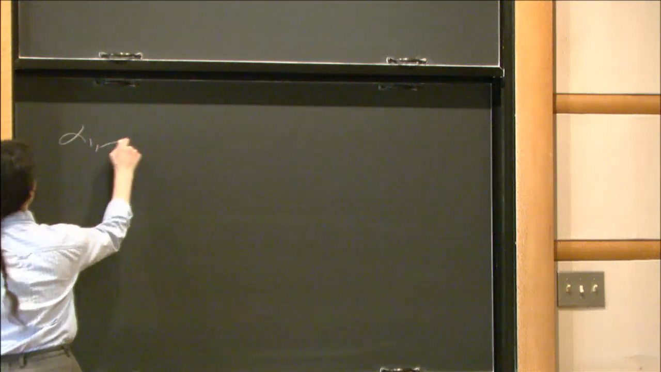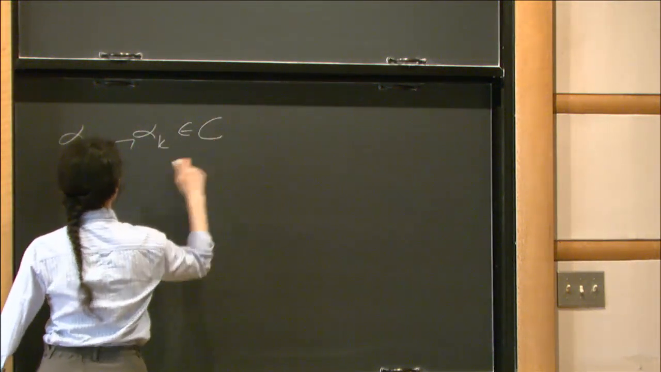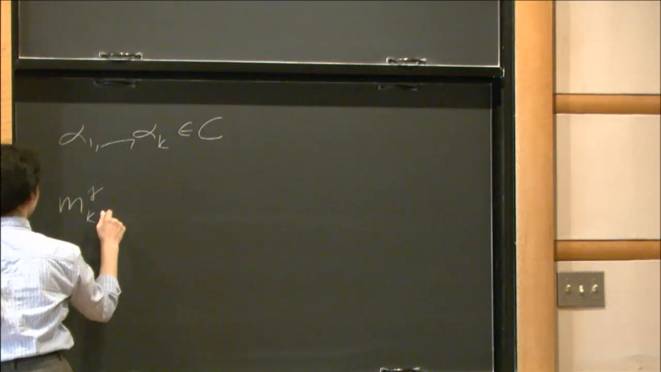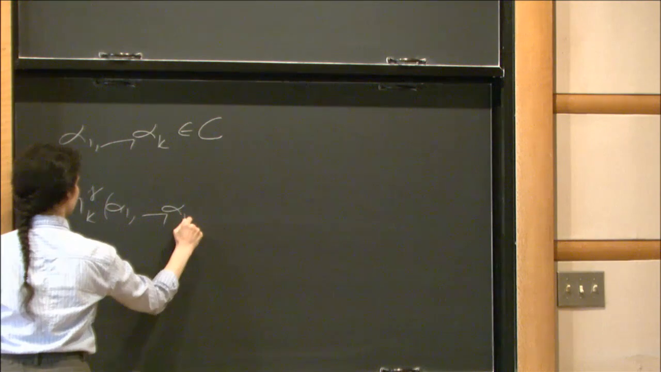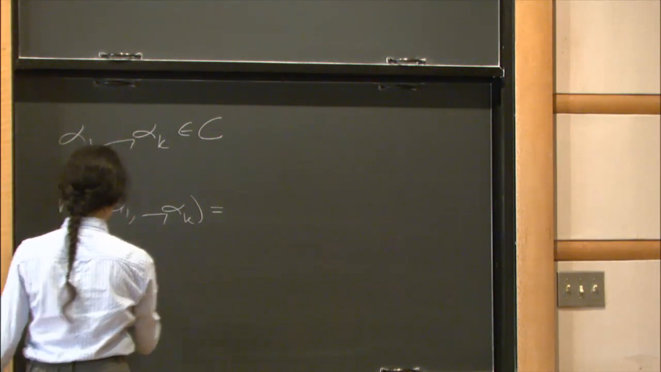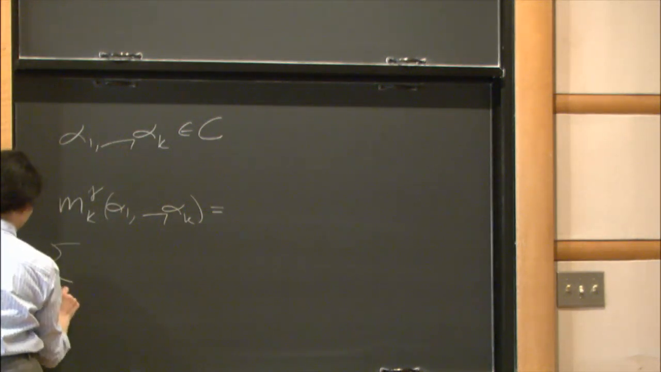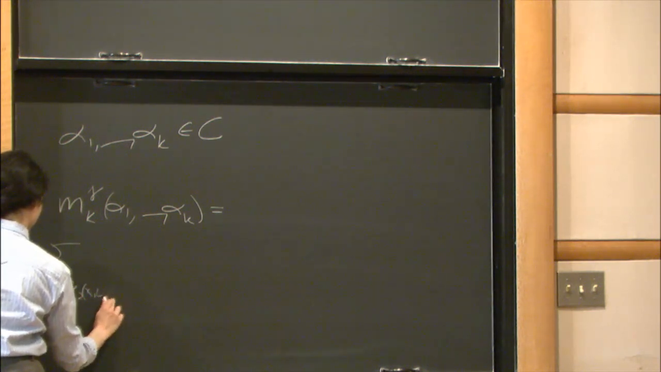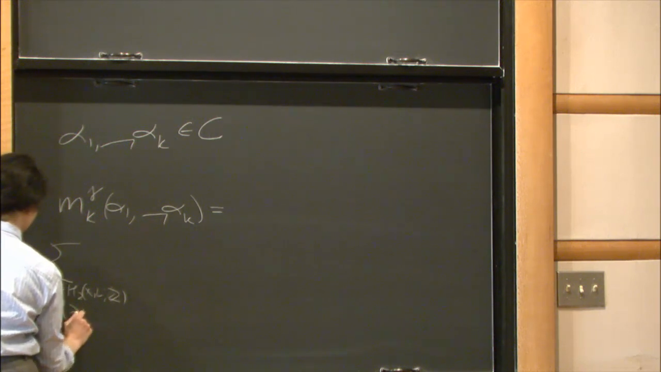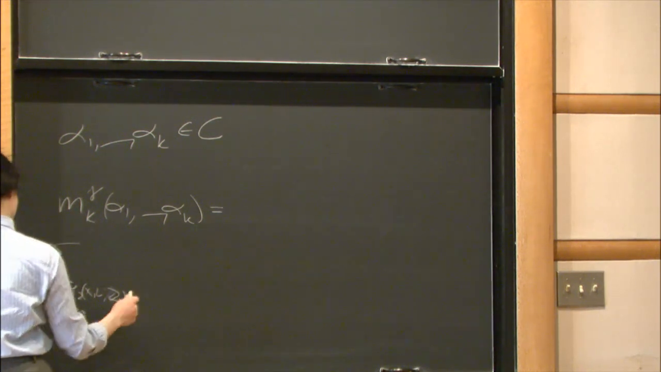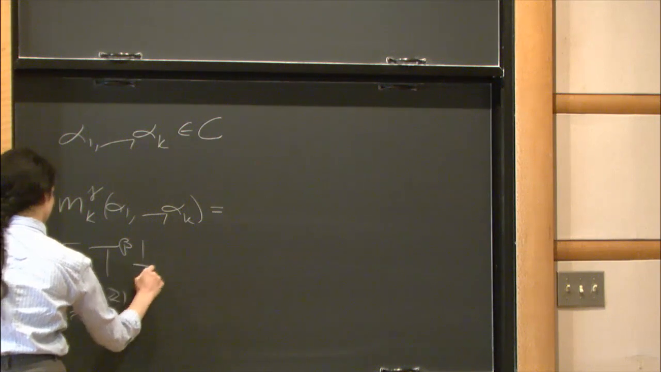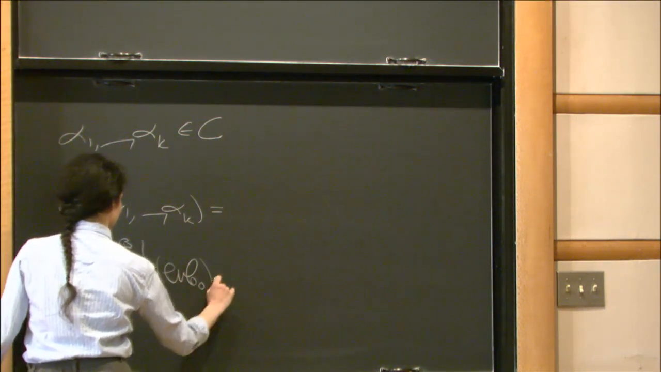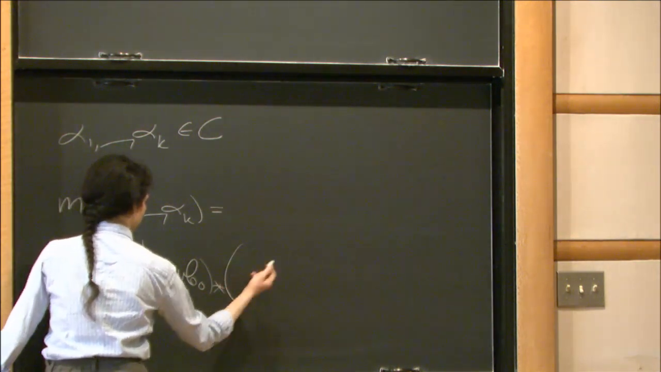So I need k inputs in C, and I just do the Fukaya-style thing: pull and push of differential forms. So I need to sum over classes β in second relative homology, and over l greater or equal to 0, T to the β, 1 over l factorial. And then I push forward the pullback of the differential form.